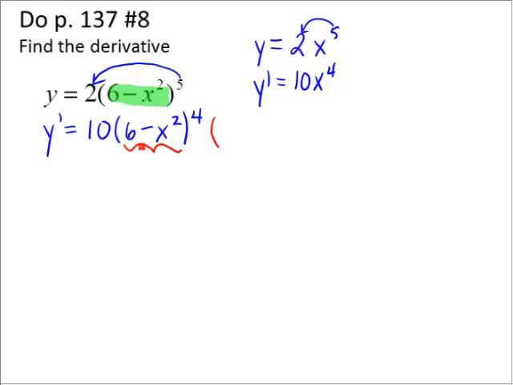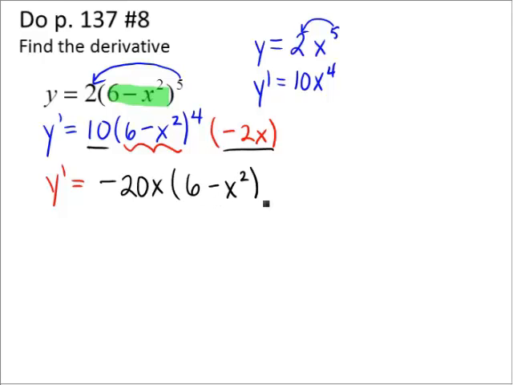Well, the derivative of 6 is 0, and the derivative of negative x squared is negative 2x. I'm not going to leave my answer in this form, however you could. I'm going to go ahead and simplify it. I'm going to go ahead and multiply the 10 times the negative 2x, which gives me a negative 20x. And then I'll just go ahead and leave this as 6 minus x squared to the 4th power.